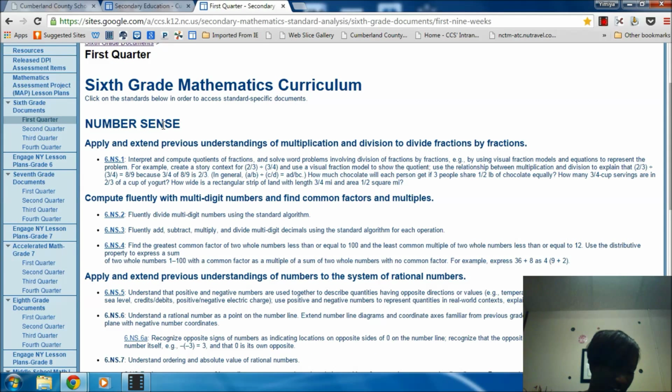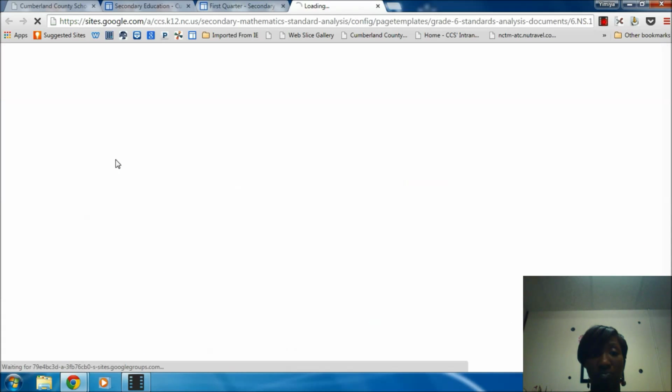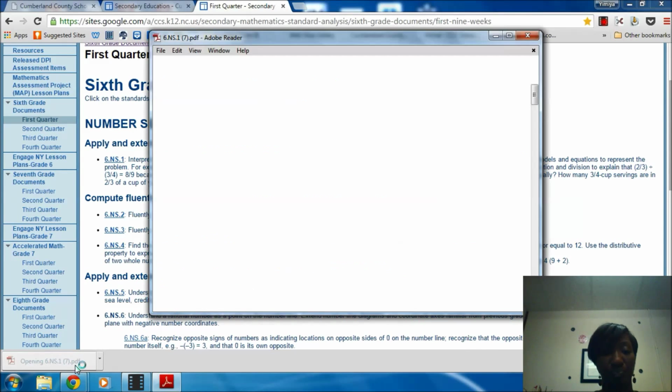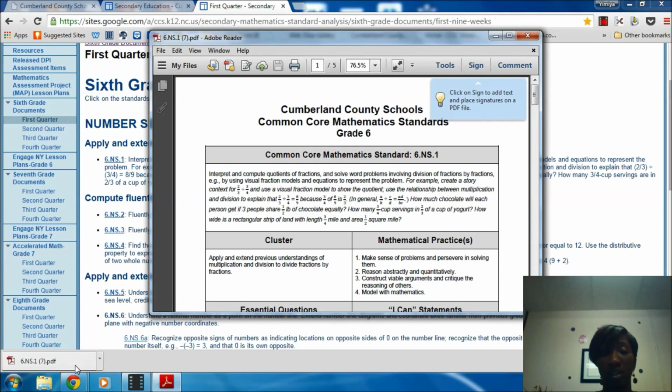Based on data from the previous school year from our cumulative benchmark, I want us to look at 6NS1. So I am going to click the link here for 6NS1. And a separate document for this standard downloads. And so in order to access that document, you will need to open it, either by right-clicking and clicking open, or just by left-clicking on the tab there.